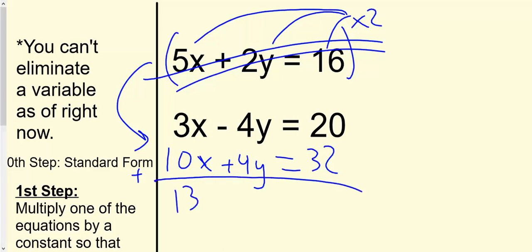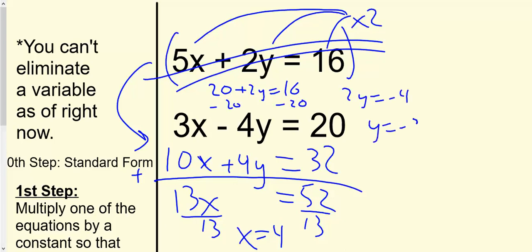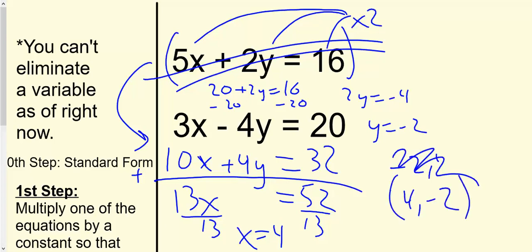So 13x, now the y's are going to eliminate, equals 52. Divide by 13, and then x equals 4. And then you're done. Well, you've got to figure out what y is. So if I plug in 4 for x, I have 20 plus 2y equals 16. Subtract 20. 2y equals negative 4, so y equals negative 2. And basically, it's the same exact lesson. And there you go.